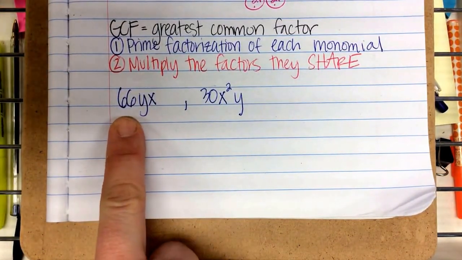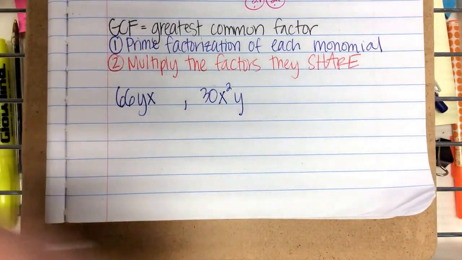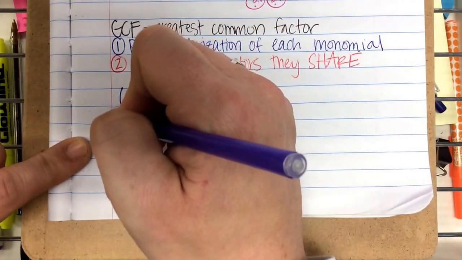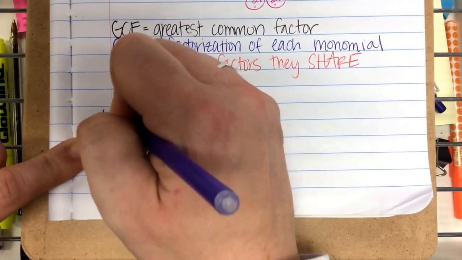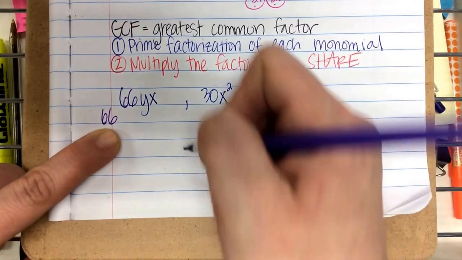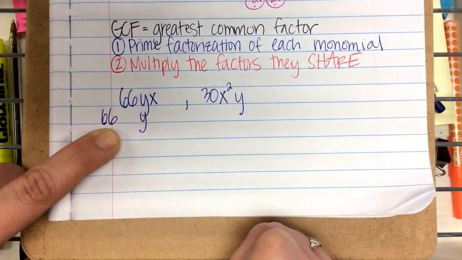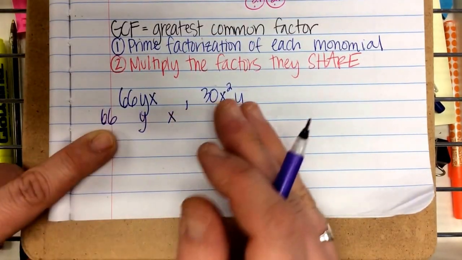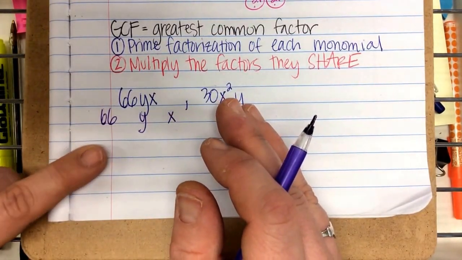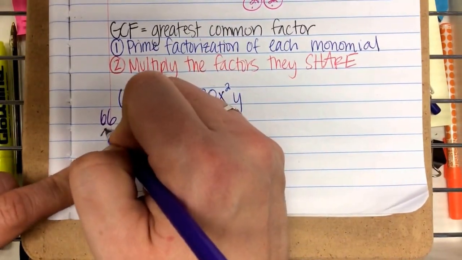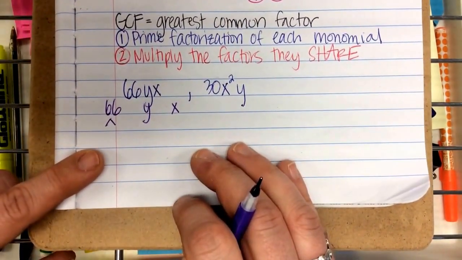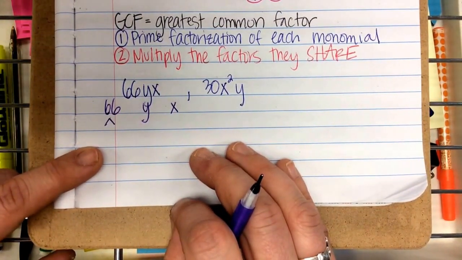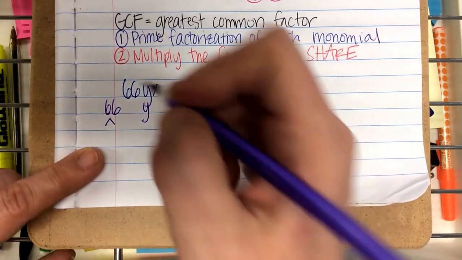What should I split 66yx into? Angelina? 66 is the first part. Then y is by itself. And then x is by itself. I separate everything. Let's factor 66. 2 and 33. What's another way if you wanted to go? 6 and 11.